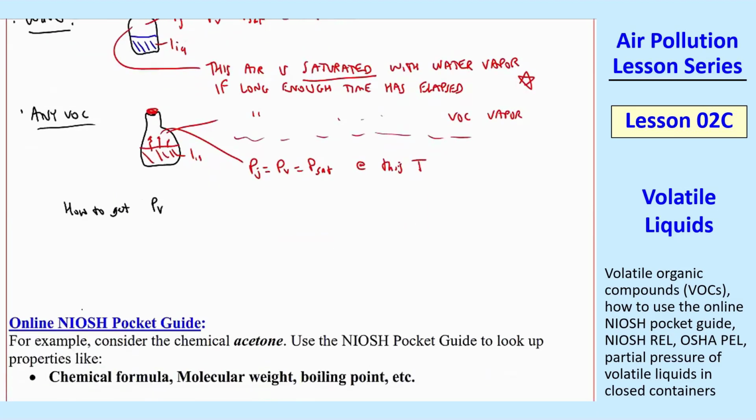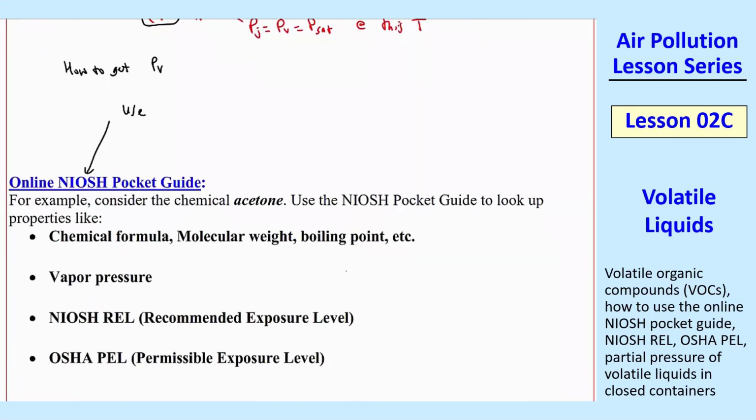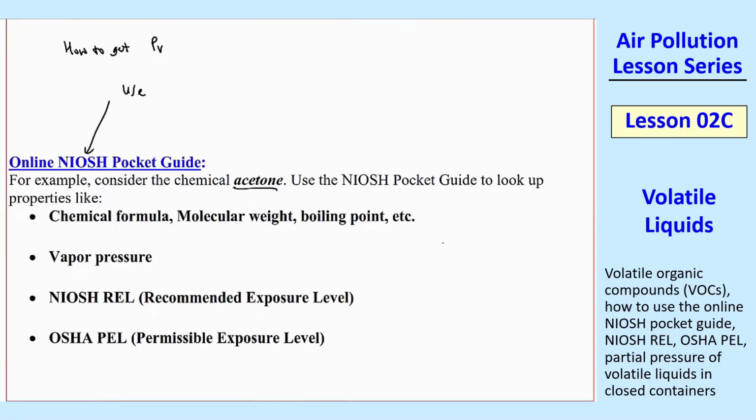And what we will use is the online NIOSH pocket guide. So take a chemical. Let's just use acetone as our example. And I'll show you this live. I'll go there and show you how to use this. So with this NIOSH pocket guide, we look up the chemical and we can get all kinds of properties like those listed here.